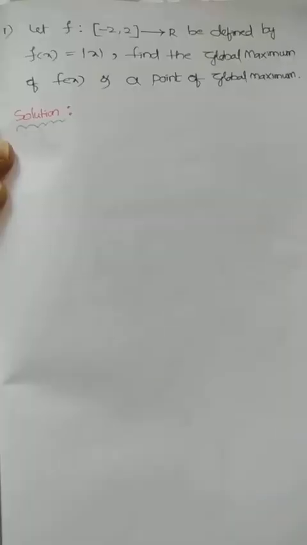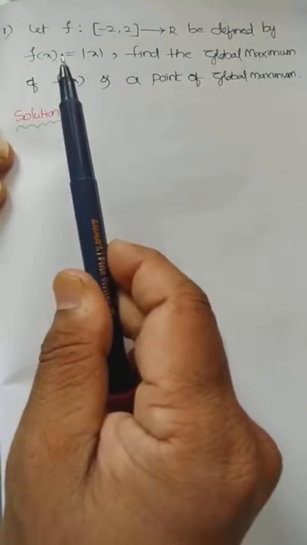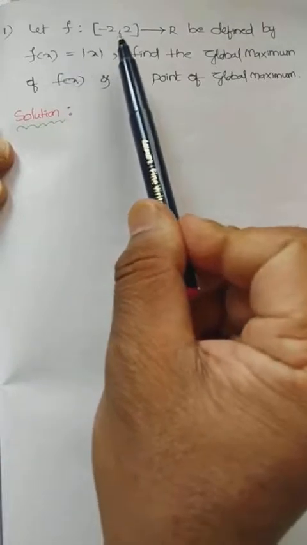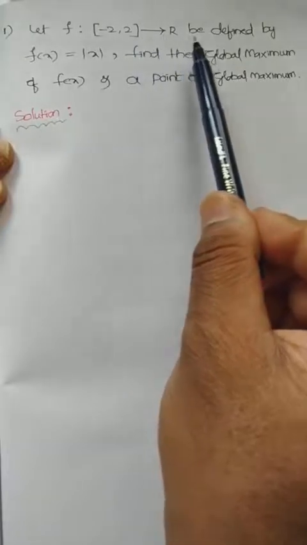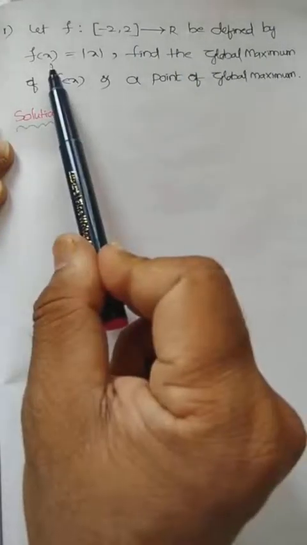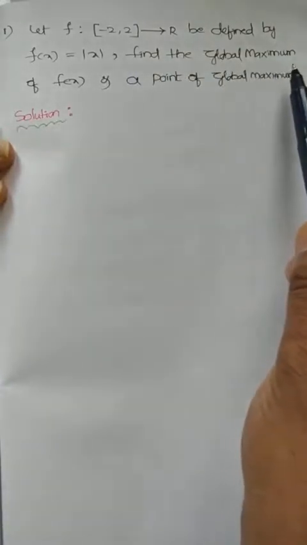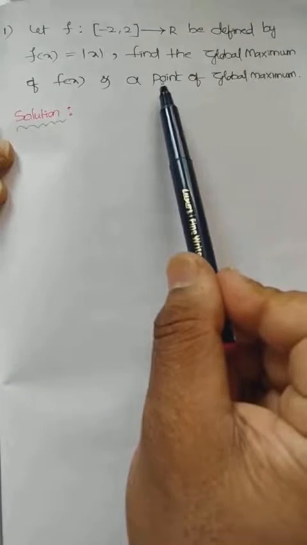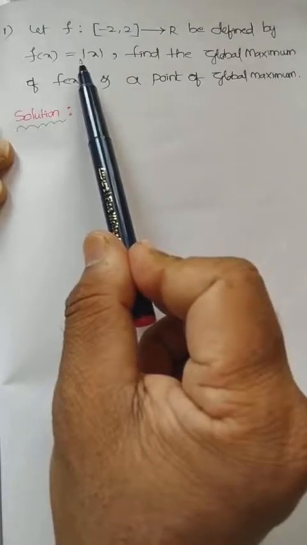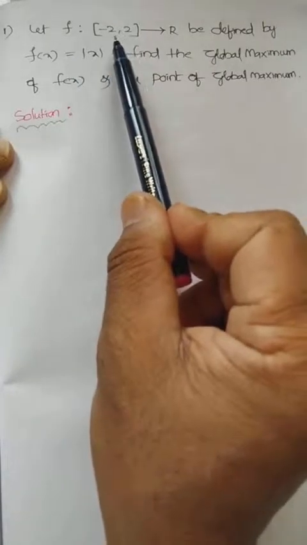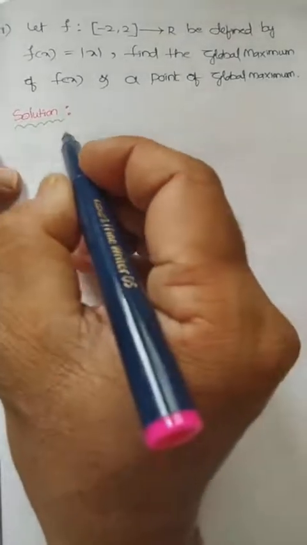In this regard, we are looking at the first problem. Let f map the closed interval minus 2 to 2 to R be defined by f of x is equal to mod x. Now we have to find the global maximum and a point of global maximum for the function f of x is equal to mod x in this closed interval minus 2 to 2. Let us observe the solution.